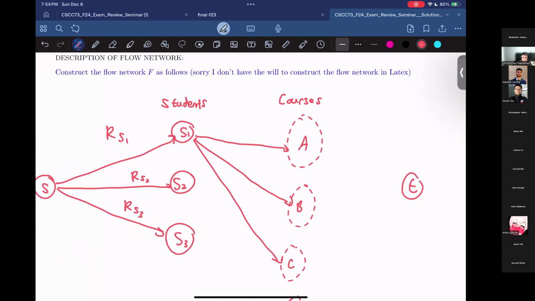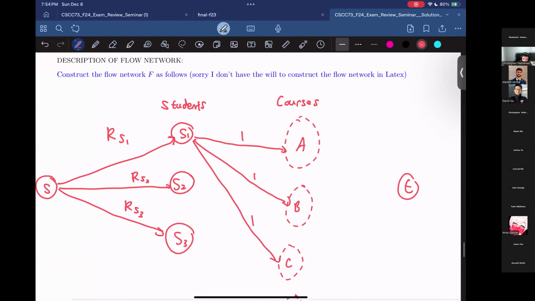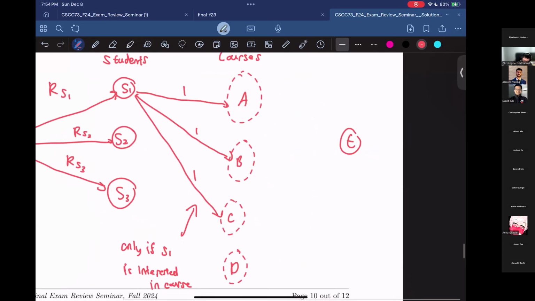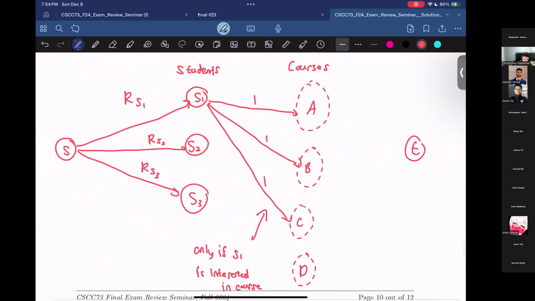What about the capacities in this one? What should be the capacity of the edges? Yep, 1. This is only if student S1 is interested in the course, and courses A, B, C, D.